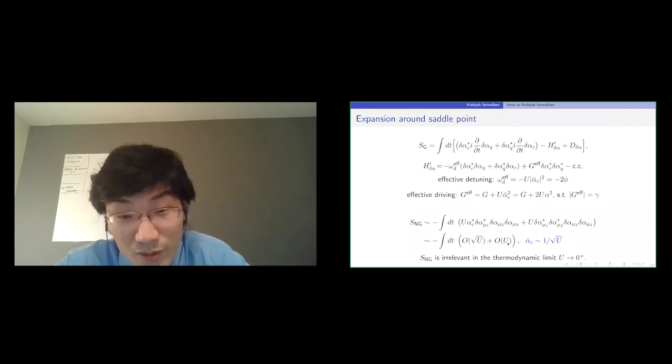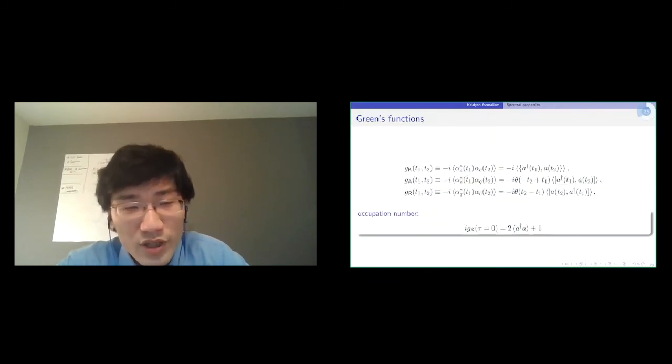In the thermodynamic limit, we will send u to 0. So these non-Gaussian terms will just vanish. At the end, we will just need to worry about the Gaussian terms. Later, I will show you how we can study finite size effects by doing some analysis of this non-Gaussian part. But if we want to look at the thermodynamic limit, only the Gaussian part matters.